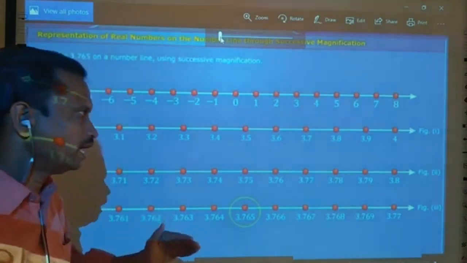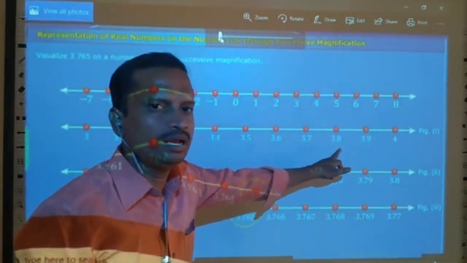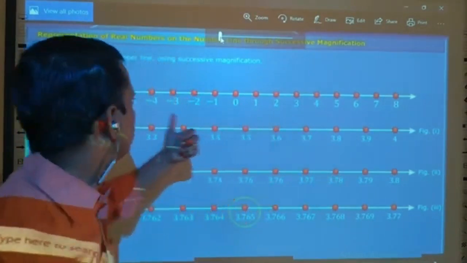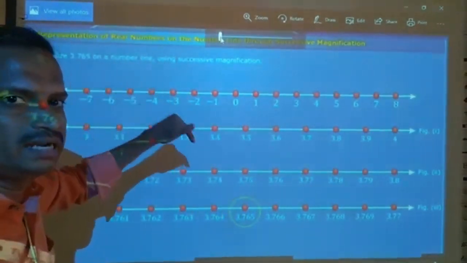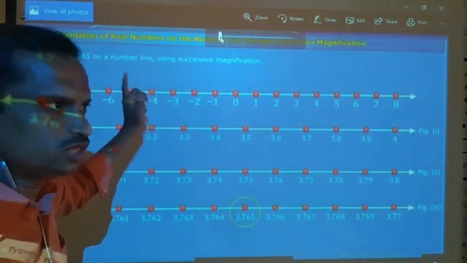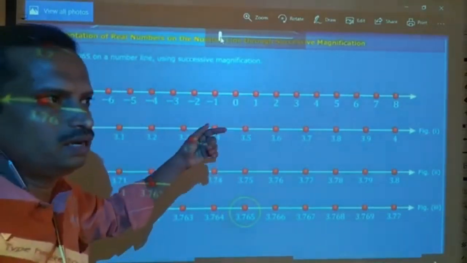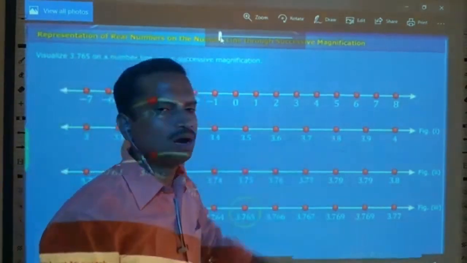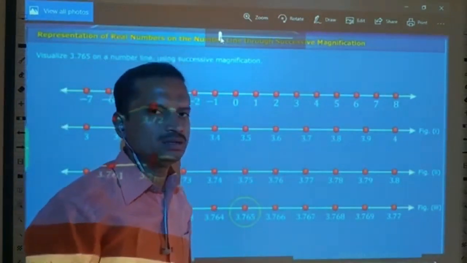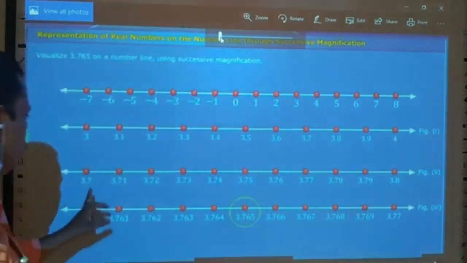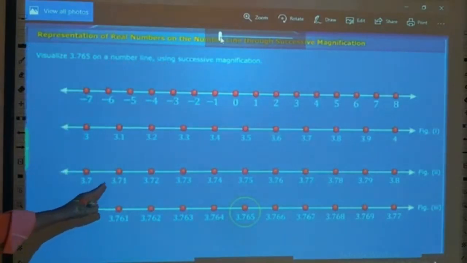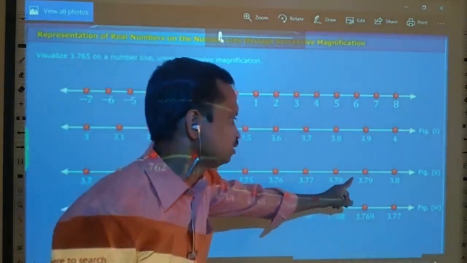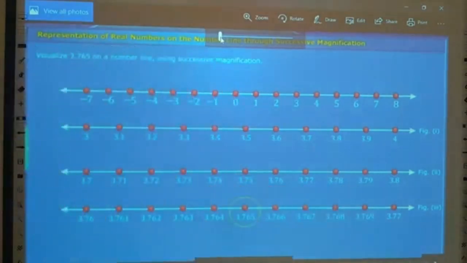So you have to magnify again 3.7 to 3.8. How? By looking at the 10th digit, that is what? 7, and then the 100th digit 6. So after 7, the 100th digit is 6. So you have to magnify 3.7 and 3.8 to get 6 in the 100th place. So you see here 3.7 and then 3.71, 3.72, 3.73 and so on, 3.78, 3.79 and 3.8.